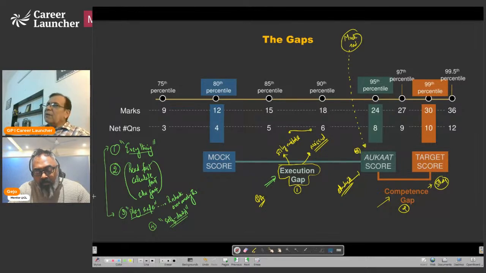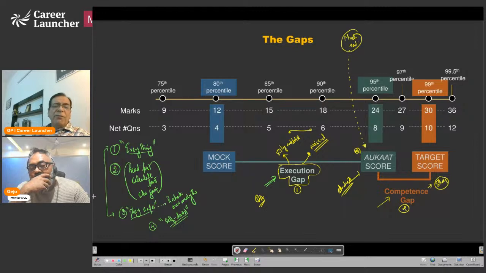Second thing which I want students to remember is that you cannot solve a question correctly by rushing through it. You should not try to save time by reading the question fast or by trying to solve the question fast, because that will only induce errors and you'll convert a plus 3 into a minus 1.